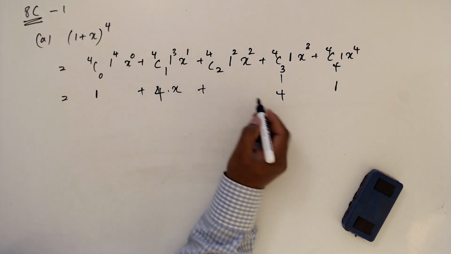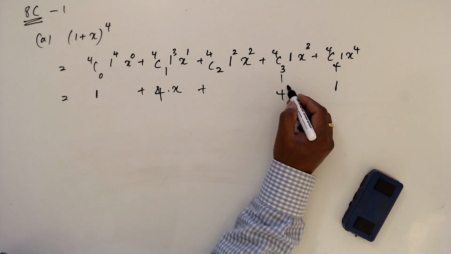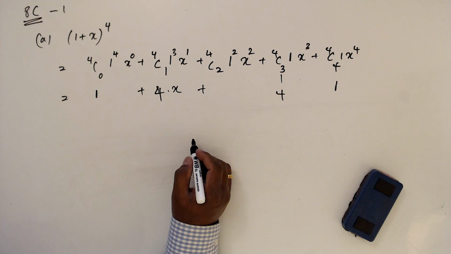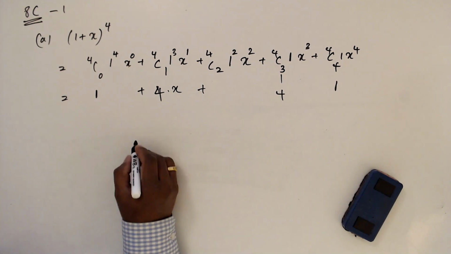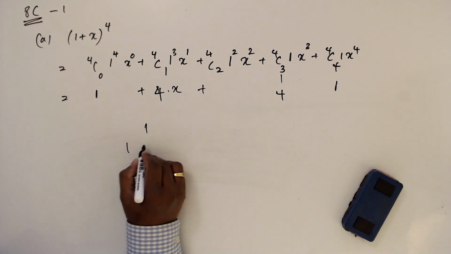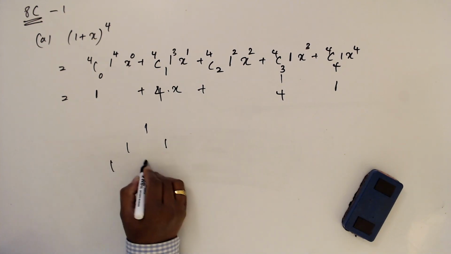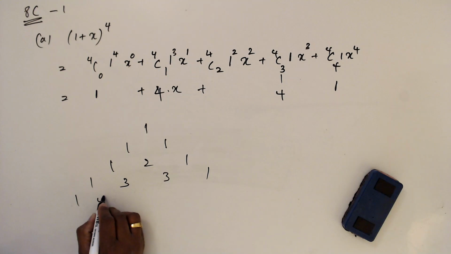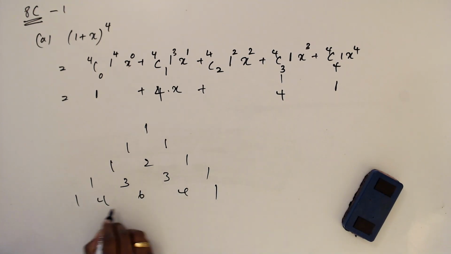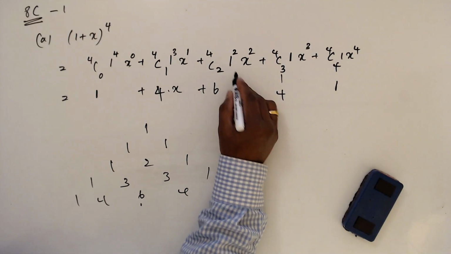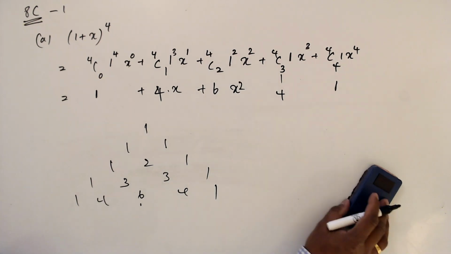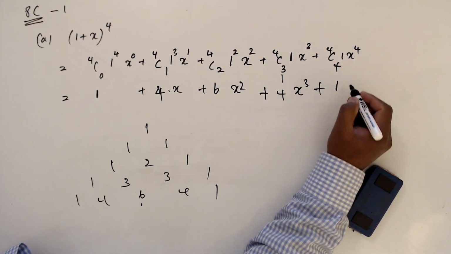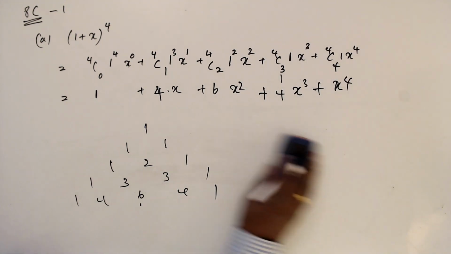And then this is going to be 4C2. What is 4C2? Pascal's triangle: 1, 1, 1, 1, 2, 1, 1, 3, 3, 1, 1, 4, 6, 4, 1. It is 6. And 1 squared, x squared. Plus 4 x cubed. And plus x to the power 4.